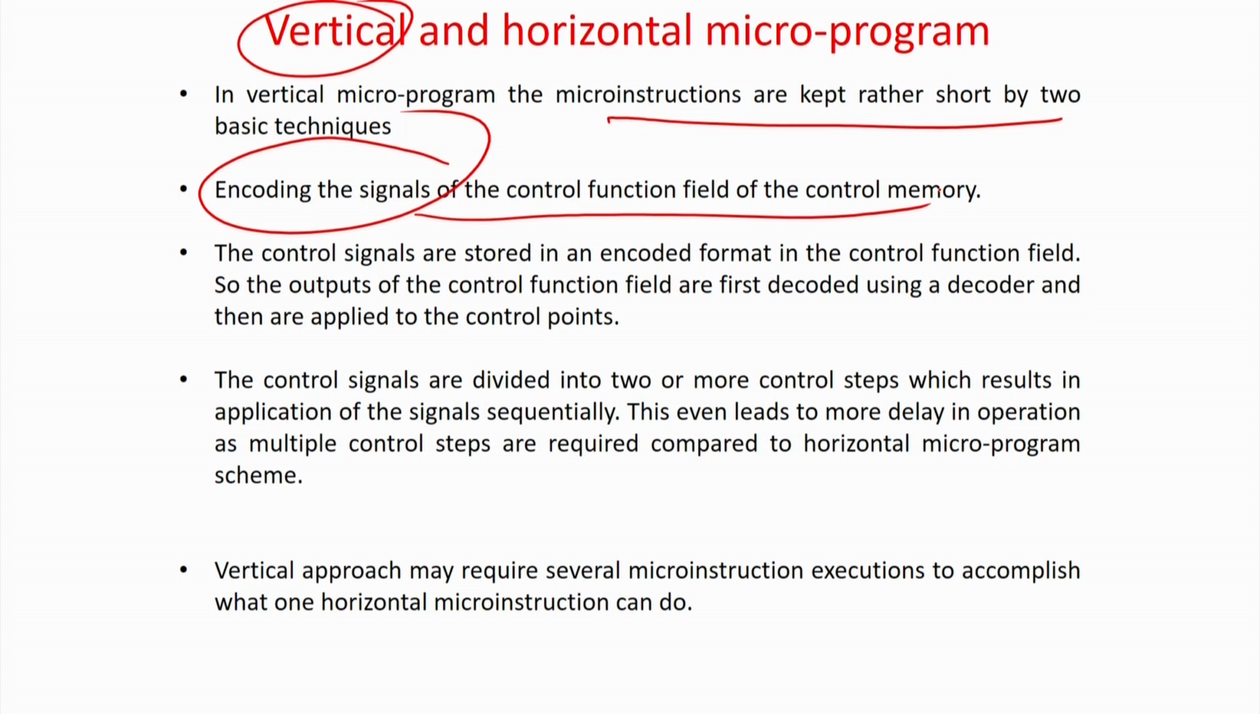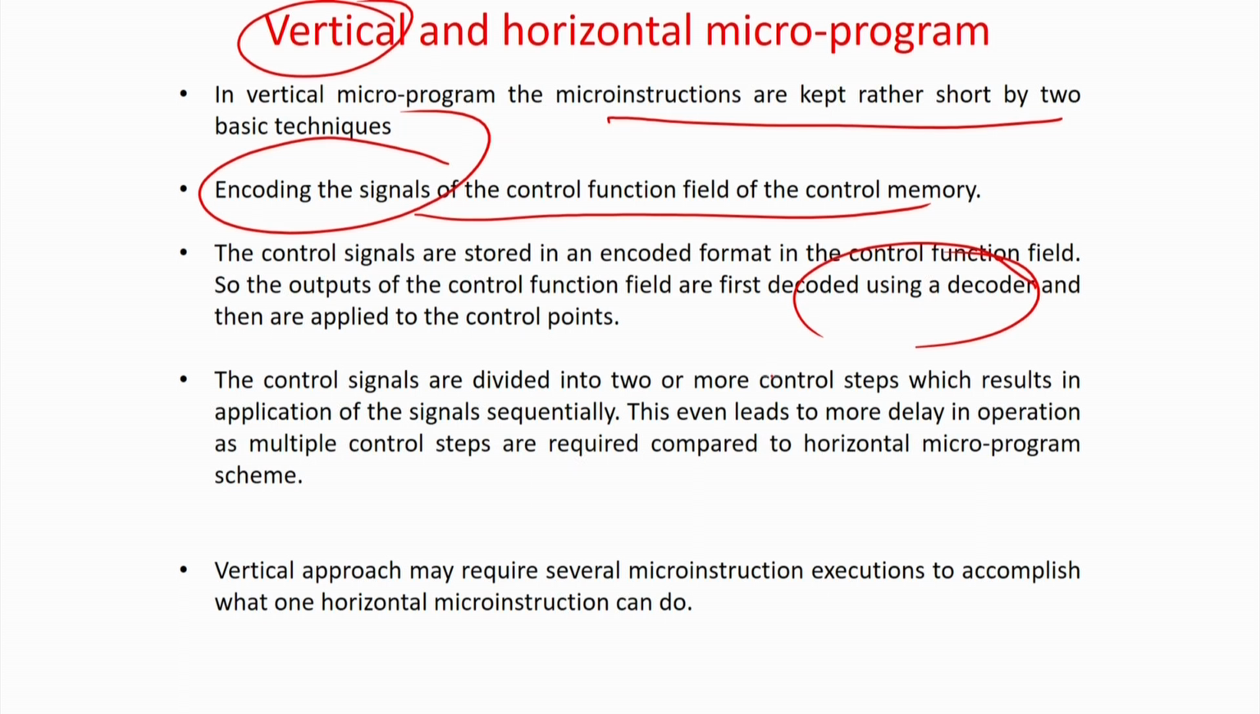So what it says is that it encodes the signal, as I have shown you. The control signals are stored in an encoded format in the control function field. The outputs of the control function field are first given to a decoder and then they are applied to the ports. As we have a decoder, only 1 bit can be 1 at a time at the output of the decoder, so only 1 control point can be a 1.